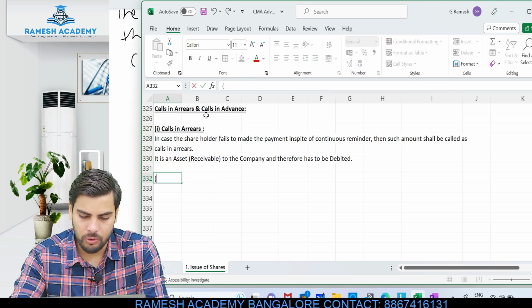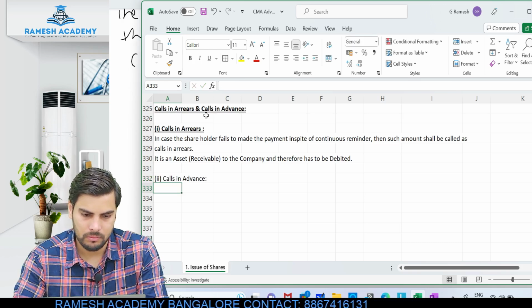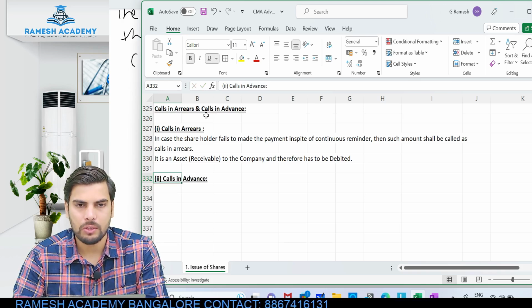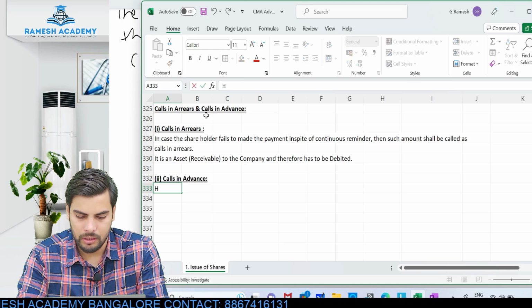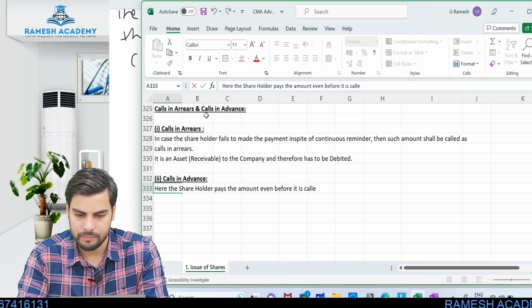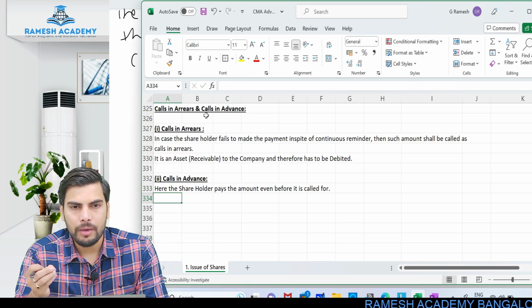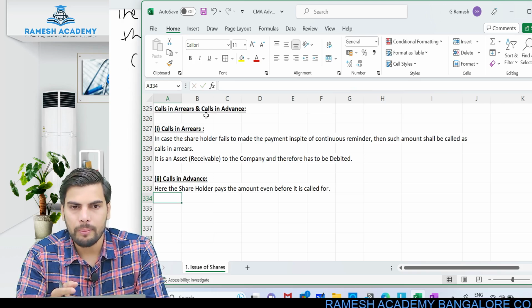When it comes to calls in advance, what happens in case of calls in advance? So here the shareholder pays the amount even before it is called for. So even before the company makes a call, the shareholder would have already paid this particular amount. So this is what is called as calls in advance.